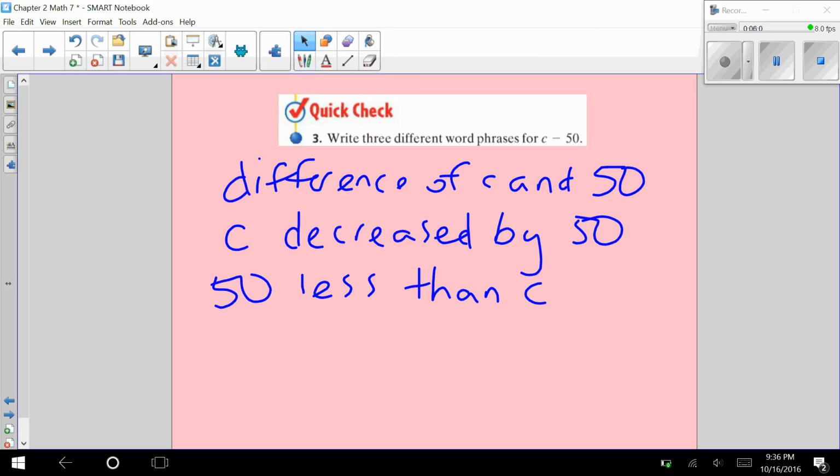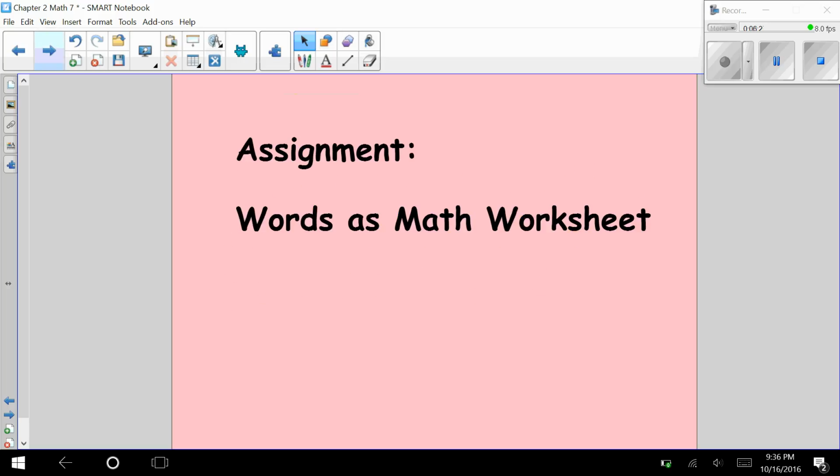It is important to note that in subtraction and division, the order very much matters. So notice if I said the difference of 2 things, the first one is always the one that's written first. C decreased by 50, the C comes first and then minus 50. But 50 less than C is the one that flip-flops that around. Less than will flip-flop your order. Your assignment is the words as math worksheet.